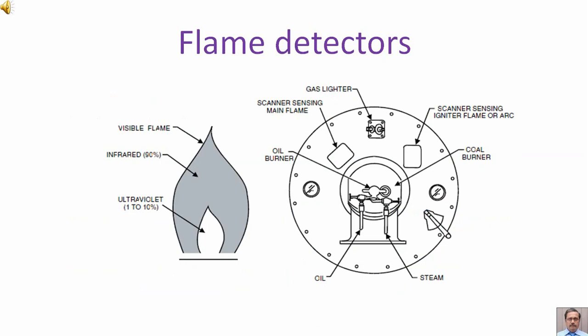This diagram shows flame detectors. Some details are mentioned. You may like to go through them. The flame is having three parts: visible, infrared, and ultraviolet.